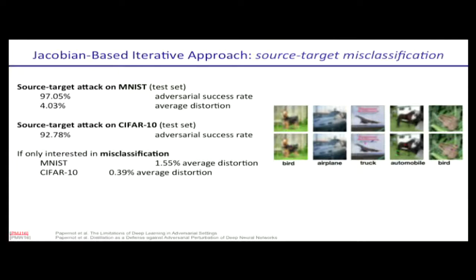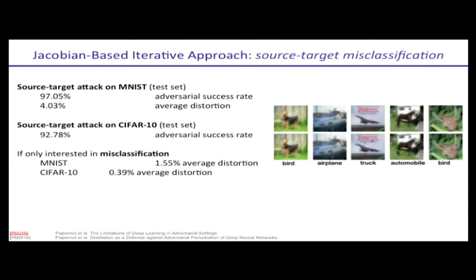So on MNIST, a simple digit classification data set, the adversarial success rate is 97% with just a 4% average distortion. That means very small distortions are enough to perturb almost all the digits. It's not that somebody has to pick a particular picture and say, oh my god, here this works. It works on most of them. CIFAR-10, very high success rates too, and very limited distortion.